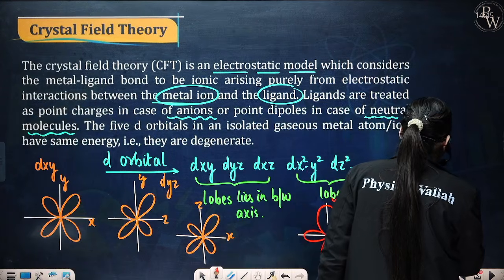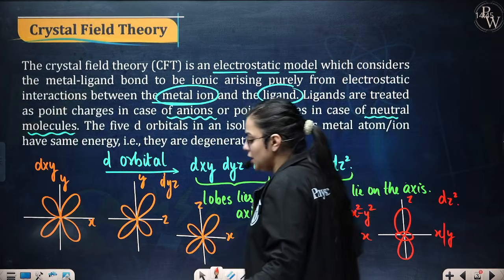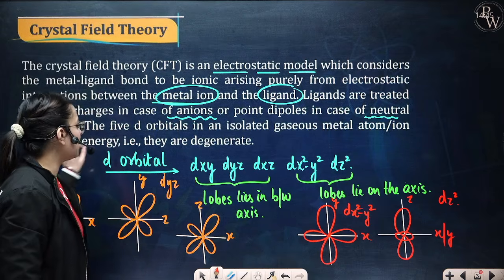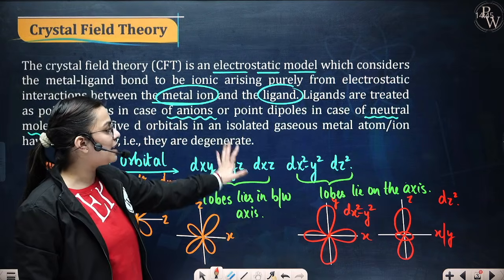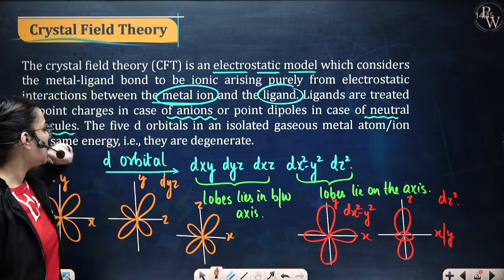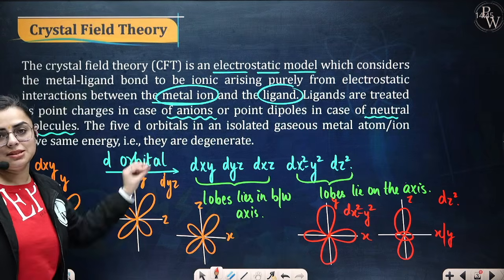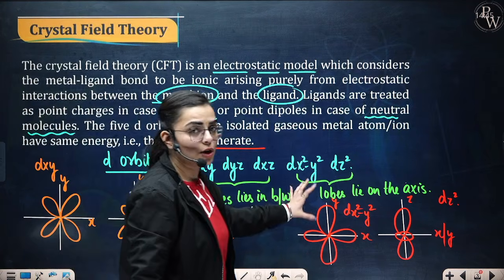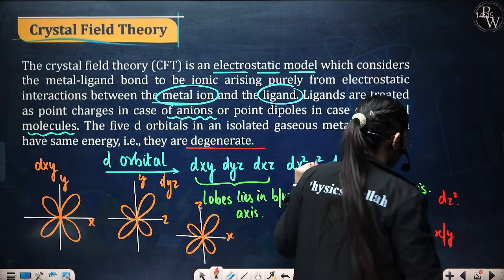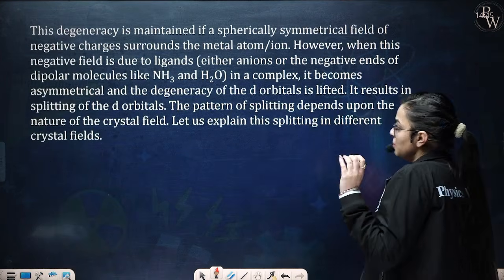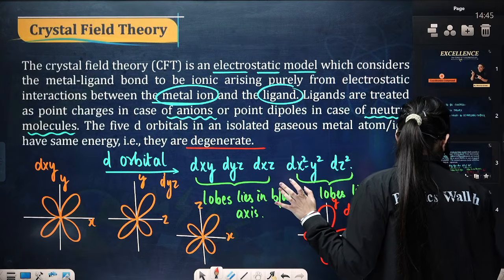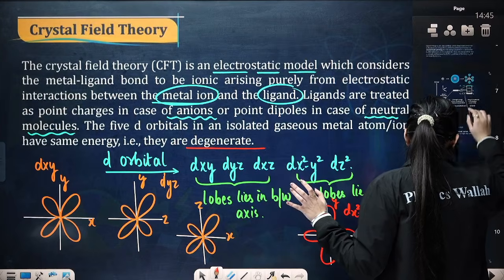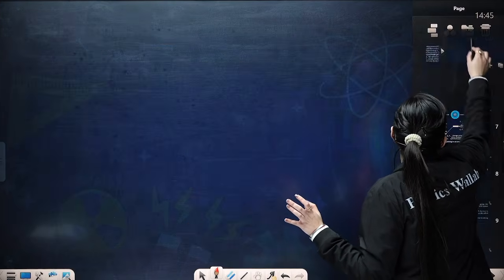Now you are all aware of these 5d orbitals that we observe. So what is the line written over here? The 5d orbitals in an isolated gaseous metal atom or ion have the same energy. That means they are degenerate. Now let me explain this word degenerate. You have seen all of these shapes, right? Very good. Before explaining this concept to you, let me draw this structure first so that you can get it very easily.